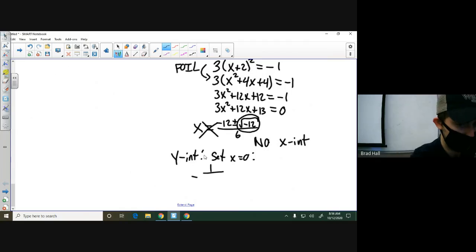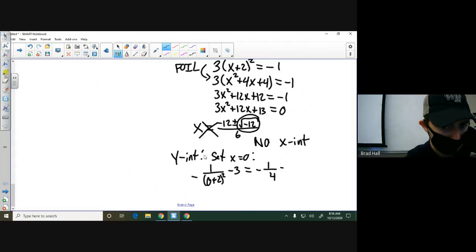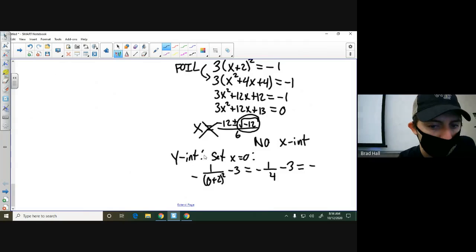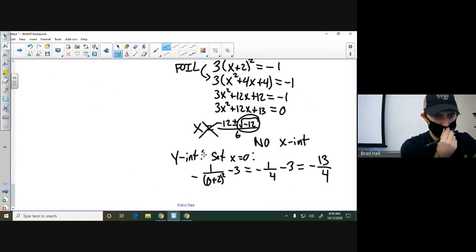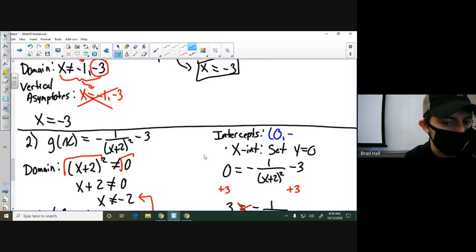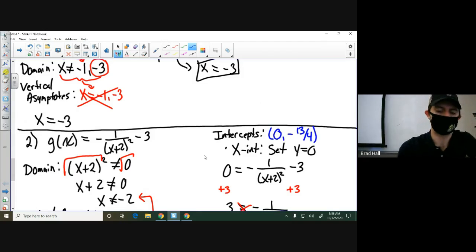So this is negative 1 over, now, (0 plus 2) quantity squared, minus 3, which is negative 1 over 4, minus 3. And that, as a simplified improper fraction, is negative 13 over 4. So we have a y-intercept. Just like that.